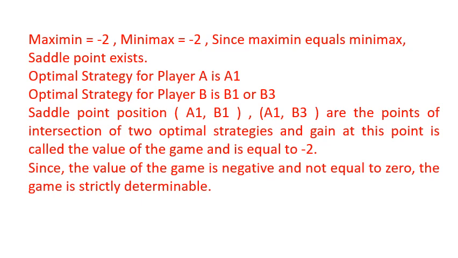Since the value of the game is negative and not equal to 0, the game is strictly determinable. The moment the value of the game is not equal to 0, it is strictly determinable. In our previous two cases also, the game was strictly determinable. But here the winner of the game is player B, because the value of the game is negative. The winner of the game is player B.